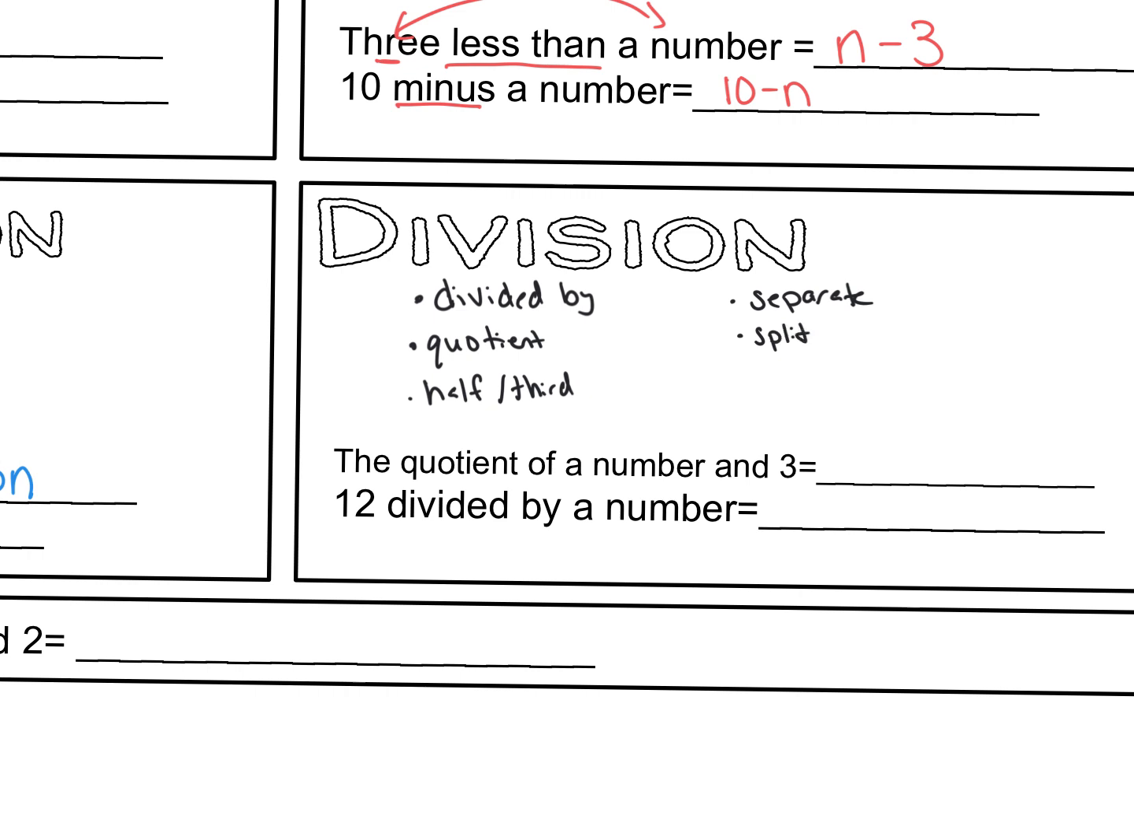So here the quotient of a number and 3, I'm going to really encourage us to get in the habit of writing our division in fraction form. So we would put a number over 3, and this means the number divided by 3. And then the next one, since it's 12 divided by a number, we would actually put the 12 on top, so it would be 12 divided by n. So on all of these, it's typically going to be in the order that it's written.